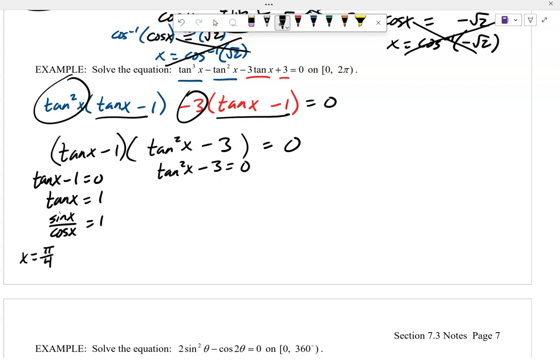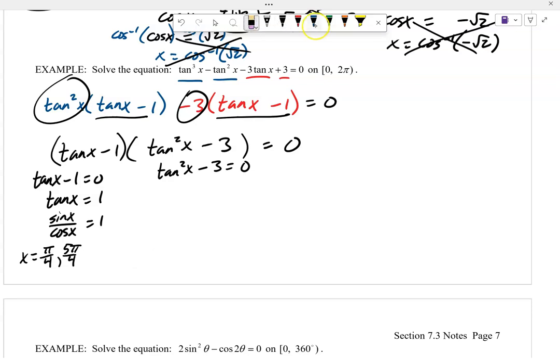And then if you look in quadrant 3, at 5 pi fourths, the sine is the same as the cosine, right? And so it would give you 1 as well. So that happens at 5 pi fourths as well, so at 225 degrees. Okay, so we're done with that one.